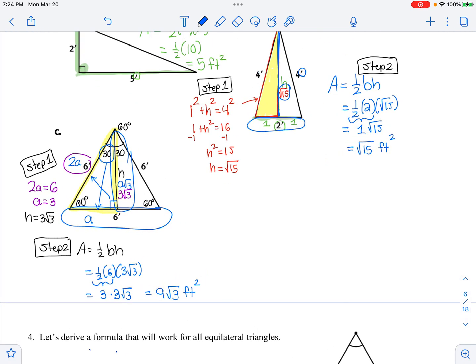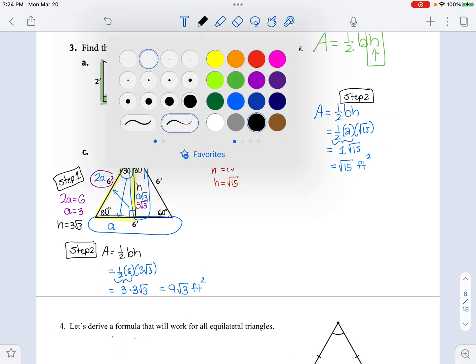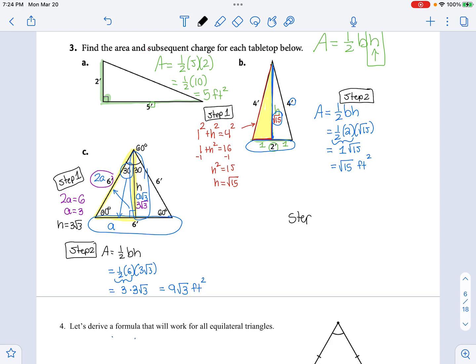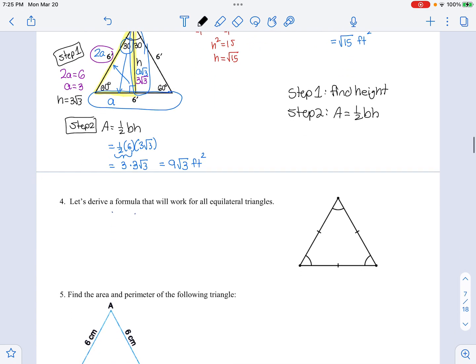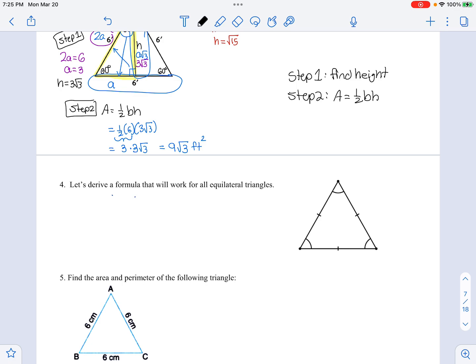So in all 3 of these problems, we used the same strategy. It was step 1, find the height. And to find the height, you could use a variety of skills from Pythagorean theorem to special right triangles. And then step 2, you're going to use your area formula, 1/2 base times height. This can be used on probably a lot of problems, but I want to talk a little bit more about that third problem, the equilateral triangle. Let's see if we could derive a formula that would work for all equilateral triangles so that we wouldn't have to do this 2-step process every time.